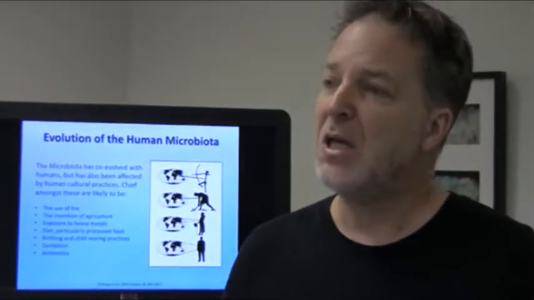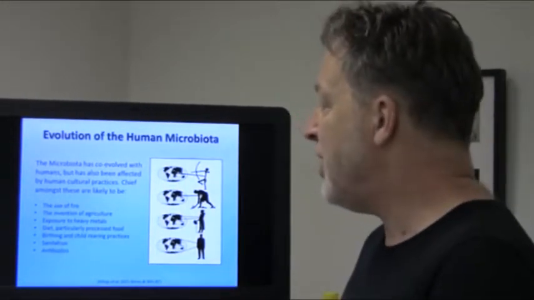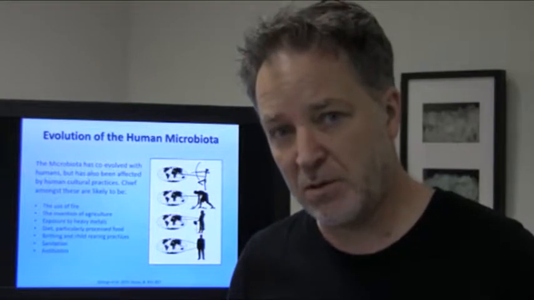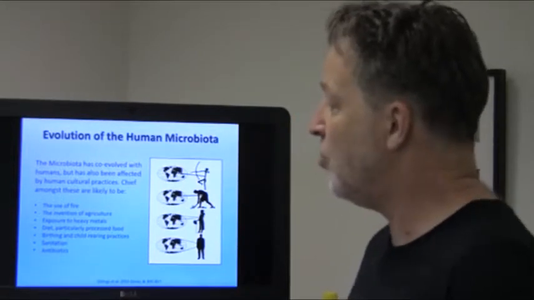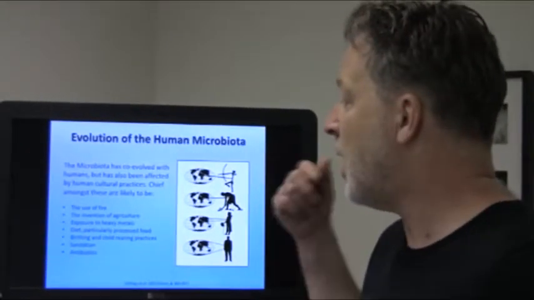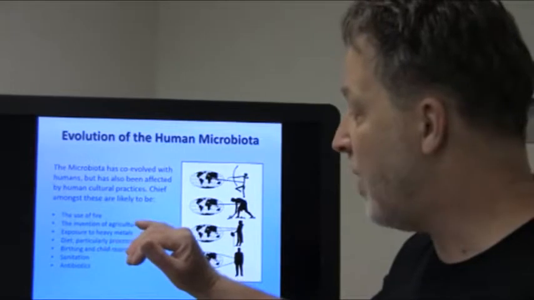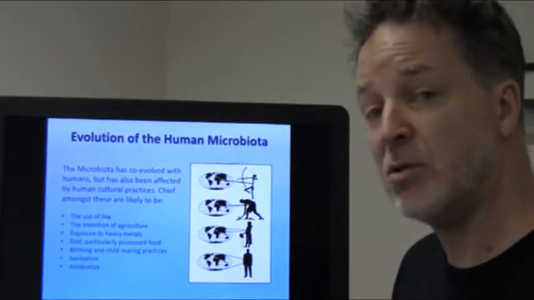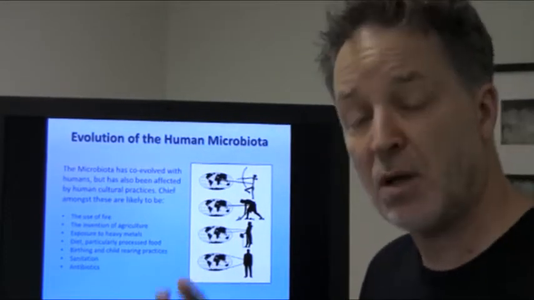These cells have co-evolved with humans. So they've been inside us while we've been evolving into modern humanity, and things that we have done have affected the composition of the microbiota. So our activities affect what organisms live inside us. And there's a series of cultural practices, we'll call them, that are likely to affect the composition of the organisms that live inside us. The use of fire, agriculture, exposure to heavy metals, diet, particularly processed food, how we give birth and how we raise our children, sanitation and antibiotics.